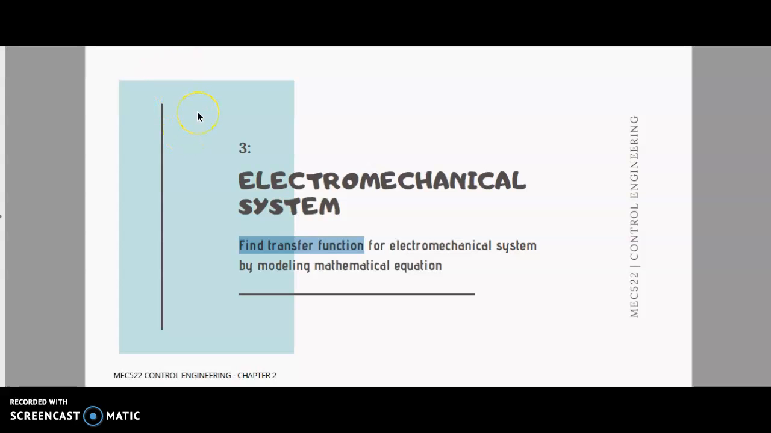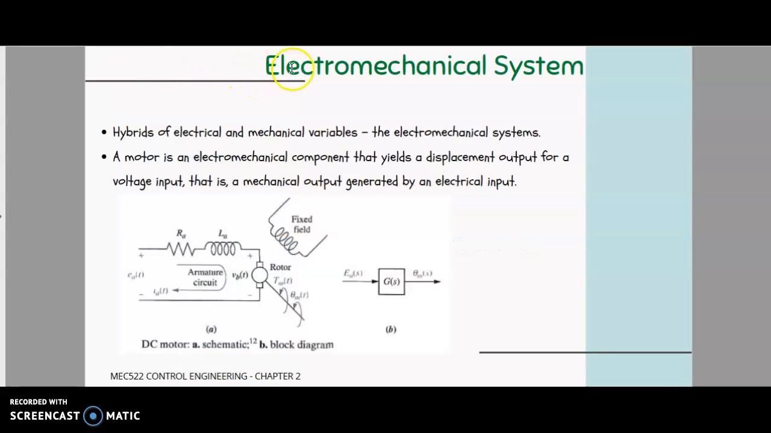Okay, this one is same as mechanical and electrical. So first we must know the concept of the system. The idea of an electromechanical system is the combination of electrical and mechanical. So that's why we call it an electromechanical system. A simple example is a motor.